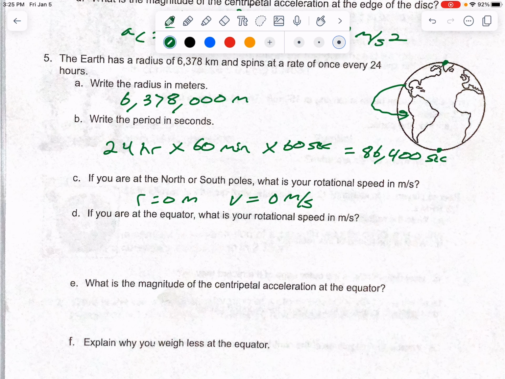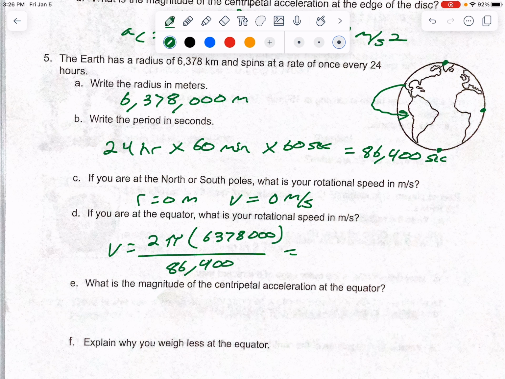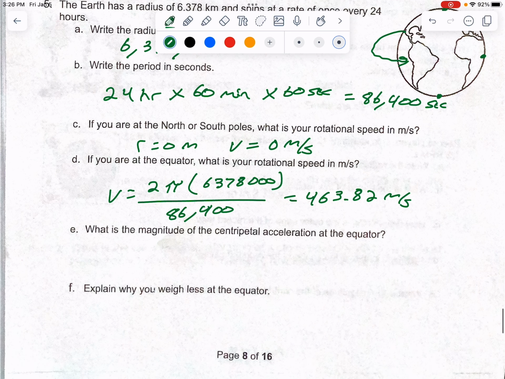Now, if you're at the equator, you're at the outer edge, at the very furthest, at full radius. If you're at the equator, what is your rotational speed? So V equals 2 pi, my radius would be 6,378,000 over your time, which would be 86,400 seconds. And you're going to get a velocity of 463.82 meters per second.